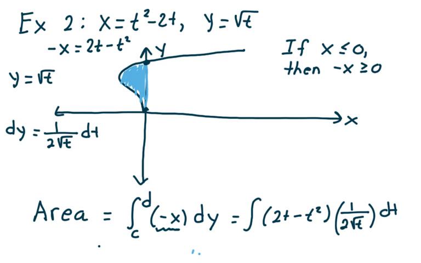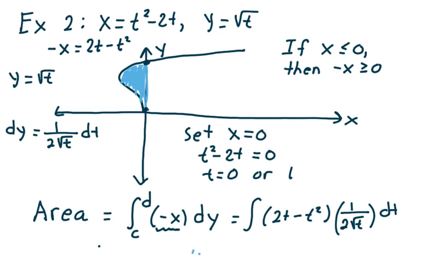in terms of t. So once again, I'm going to set x to 0. So t squared minus 2t equals 0. So t is 0 or t is 2. So you notice when t is 0, y is 0, right? So that's down here. That's the ordered pair 0, 0. When t is 2, x is 0, and then y is equal to the square root of 2, which would correspond to this point up here. So my lower limit is going to be 0. My upper limit is going to be 2, like so.